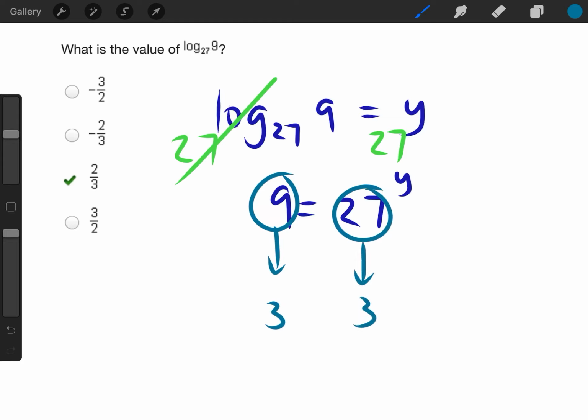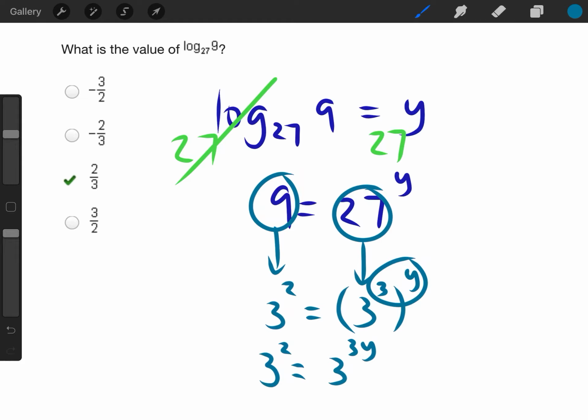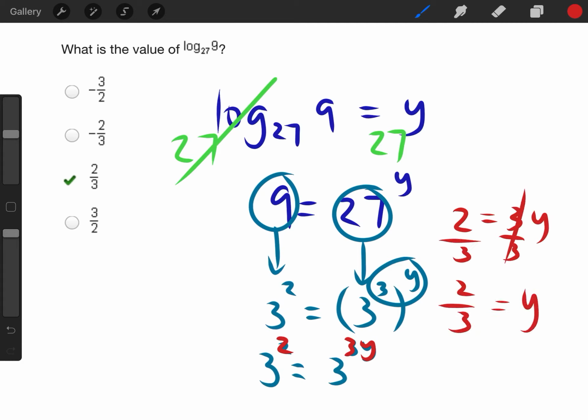Okay, so 9, if you want to write it in base 3, that's going to be 3 squared, and then 27, write it in base 3, that's going to be 3 to the third power to the y power. Okay, so we have 3 squared equals 3 to the 3y, where you multiply the 3 by y, so that's going to be 3y. Now you're able to just focus on the 2 equals 3y, okay, and let's solve for y. So 2 equals 3y, all you need to do is divide by 3 on both sides. y is going to equal 2/3.